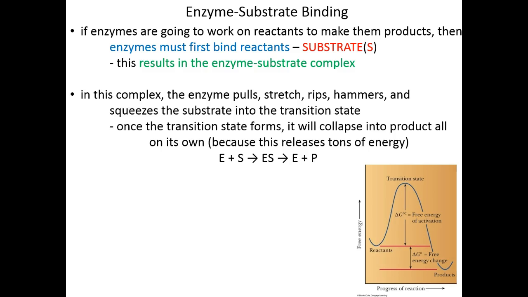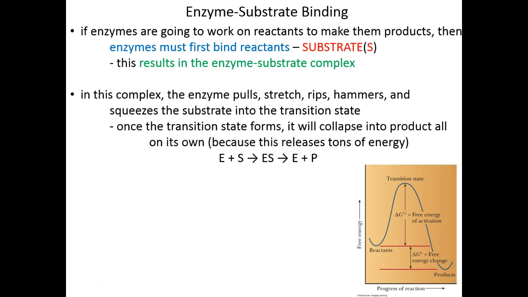The enzyme on its own is floating in the same environment as the substrate on its own. The two collide together and form the enzyme-substrate complex. This is where the enzyme gets to work and finally makes transition state, and then transition state automatically collapses into product. Remember, we spoke briefly about enzymes having specificity.